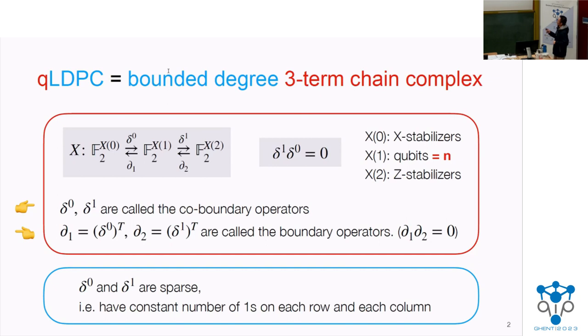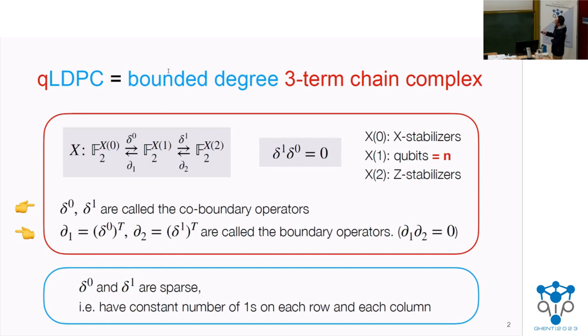Later on, quantum LDPC code means bounded degree three-term chain complex. Let me first explain this red part, the three-term chain complex. A three-term chain complex contains three vector spaces generated by three sets, X0, X1, and X2. Then there are two linear maps, delta 0 and delta 1, which compose to 0. The vector spaces, linear maps, and this condition are the definition of a three-term chain complex.